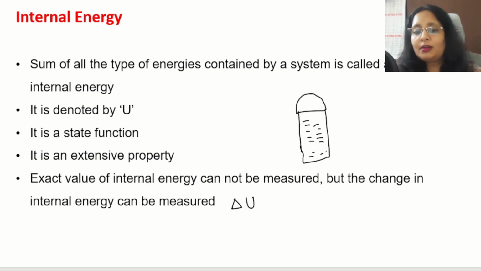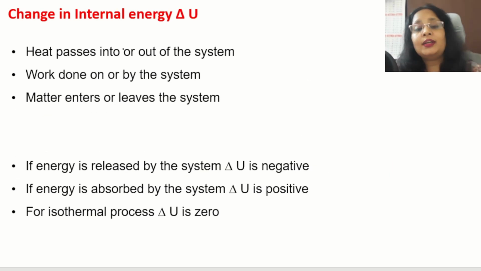Now come to the next point, change in internal energy. As we understand, we are not able to measure the internal energy of the system, but we are able to measure the change in internal energy. Now how can we change the internal energy? There are three ways to change the internal energy. The first one is to give heat, that is, heat passes into the system or heat comes out of the system. If this process is going on, then definitely the internal energy will change.